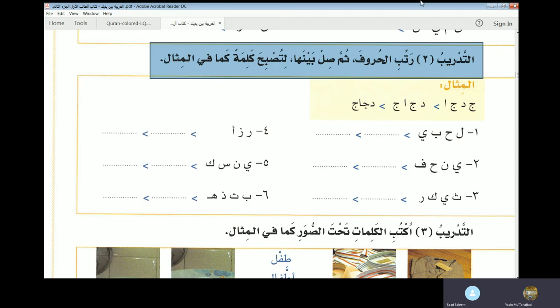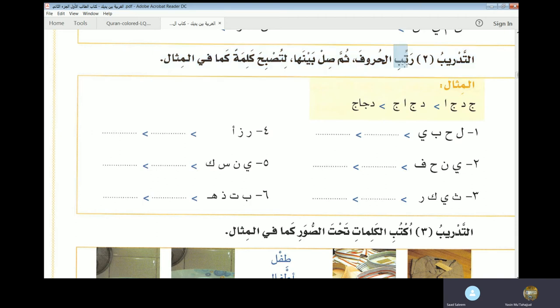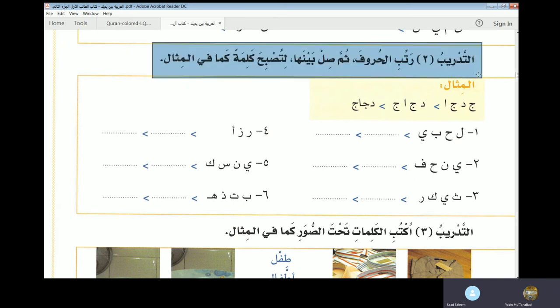I don't know what rattib means. Arrange, sort. Okay, arrange the alphabets, sort the alphabets. And then connect between them. What does that mean? Connect between them so that they become a word, like an example.